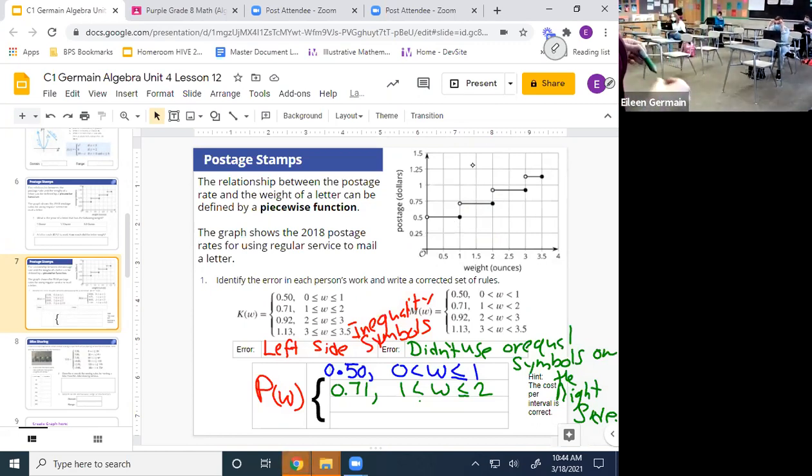Anything that we would change? No? Okay. Sadie, can you help me with the third interval here? So 0.92, good. And then my comma, good.